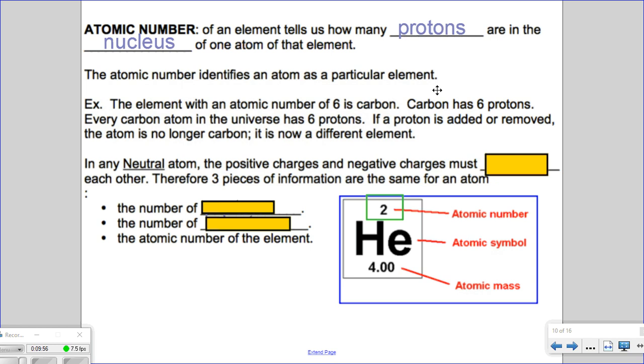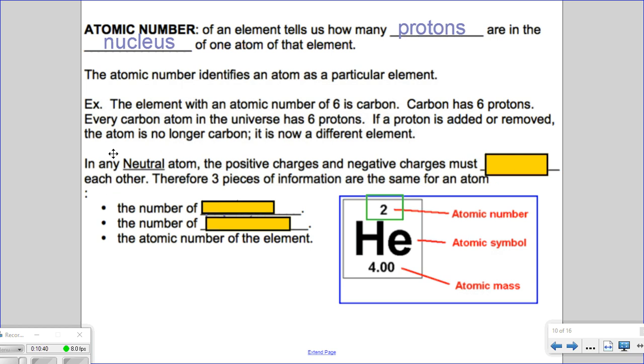So every element in the universe that has two protons in the nucleus will be helium. Every element in the universe that has one proton in its nucleus will be hydrogen, and so forth. So the number of protons is how we identify that particular element. The element with an atomic number of 6 is carbon. Every carbon atom in the universe has 6 protons. If a proton is added or removed, the atom is no longer carbon. It is now a different element.